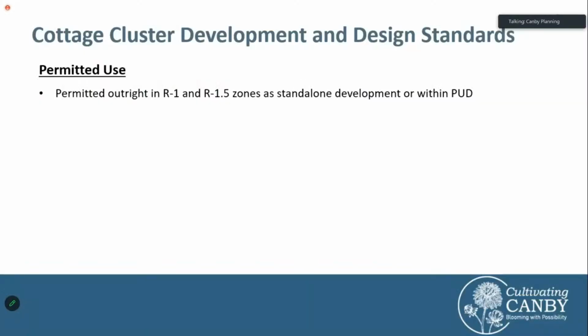And also an early run-through with Kelly and her team, which we appreciate your feedback on, Kelly. So we're doing our best to bring forward a code that we think is defensible as far as it relates to clear and objective standards, but also is really trying to hit the bullseye with blending in with Canby's goals. So with that high level look, permitted uses in the R1 and R15 zones, as we discussed, can be permitted as a standalone development in those zones or within a PUD.